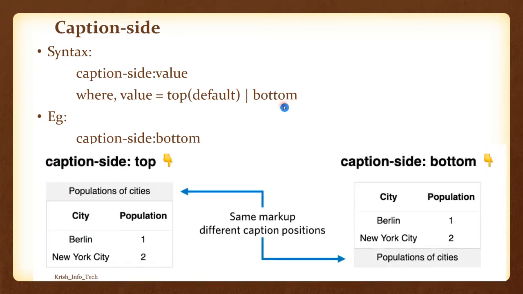So here is the example output for top and bottom. This is top, the caption is at the top of your table, and this is bottom, the caption is at the bottom of your table.